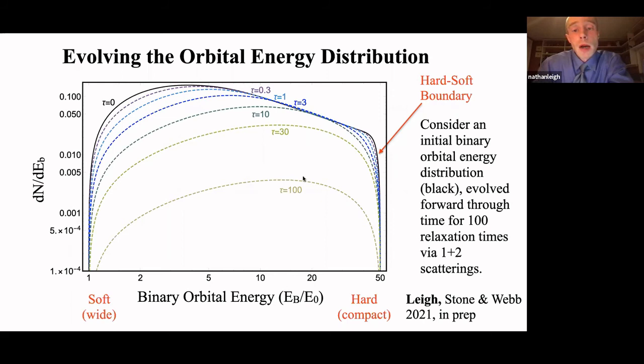We also see our binary population being depleted. At the wide end, we include a sink term in our diffusion equation. So if a binary drifts beyond this limit, we assume it's rapidly destroyed in the subsequent single binary interaction. And if it drifts beyond this limit, we remove it from the population because we assume it's so compact, it will merge due to gravitational wave emission before the next single binary interaction occurs.